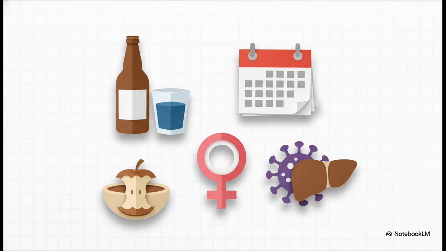Not everyone who drinks a lot gets severe liver disease. There are other pieces to the puzzle. For example, women are generally more susceptible because of differences in metabolism. Malnutrition also plays a huge role. And if someone already has something like hepatitis C, it's like throwing gasoline on a fire. The damage happens way faster.